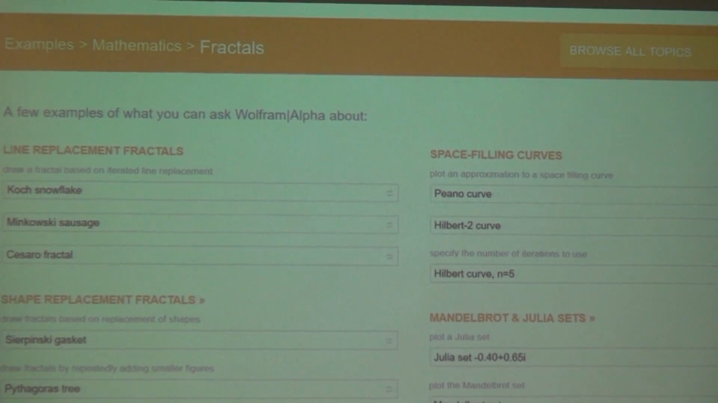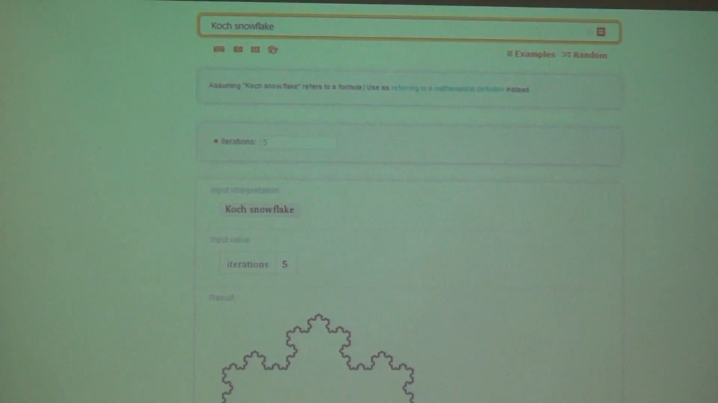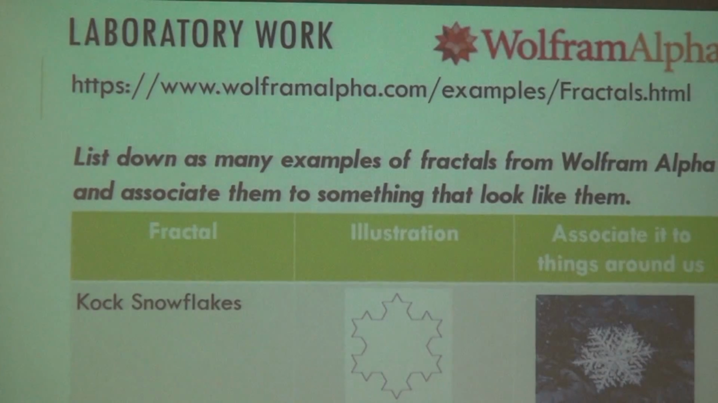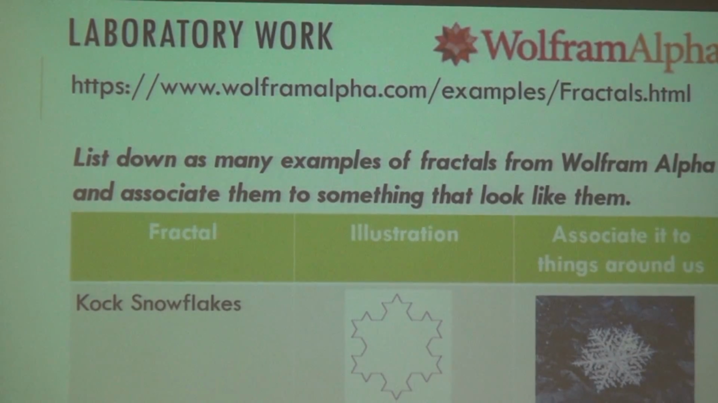You play on that. Then usually what I ask my students is to summarize it in terms of a table. I ask them to give me the name of the fractals, the illustration, and associated things they found in their daily life, or anything that they know looks similar to that illustration.